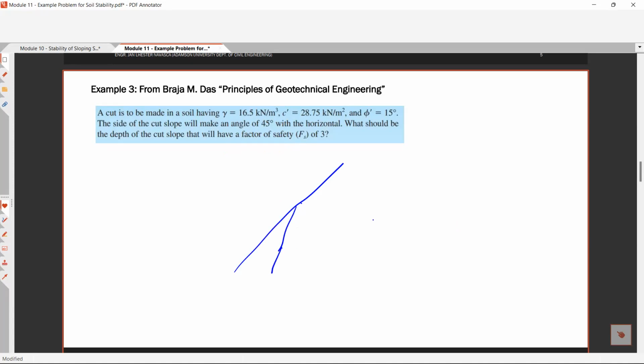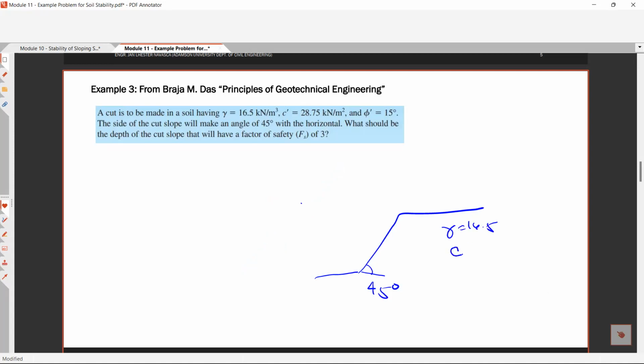So, ayan. So, anong mangyayari dyan? Kung ganyan yung nangyari, nag-cut sila na ganyan, this will cause a slope ganito. Ayan. So, this is 45 degrees along horizontal. Okay. Now, your gamma is equals to 16.5. Your cohesion is 28.75 and the angle of internal friction to be 15 degrees.